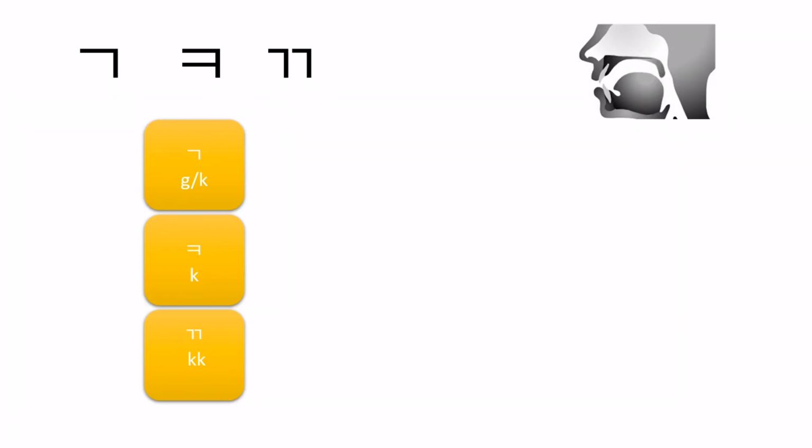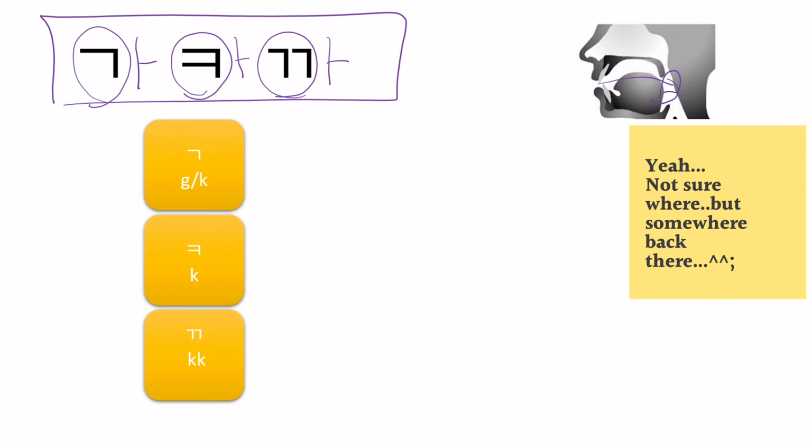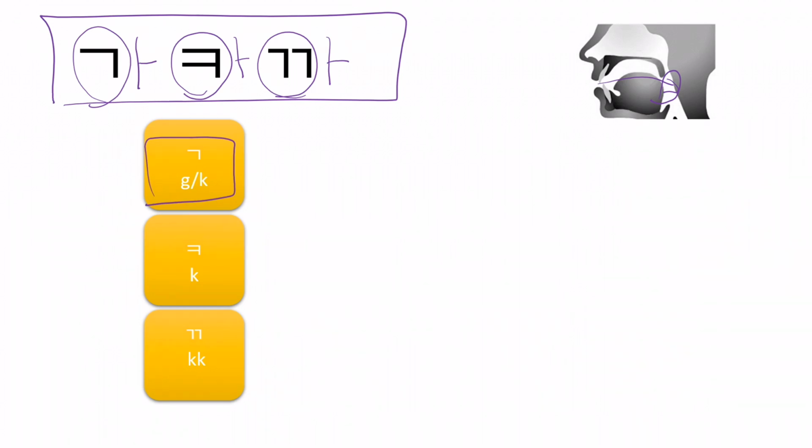Now, our first three letters are ka, ka, and ka. The reason I have them as the same family is because they really look alike and they share a similar sound, and also their sound comes from the root of your tongue. That means that the sound comes pretty far back in your mouth. Now let's practice the first g, ka sound.